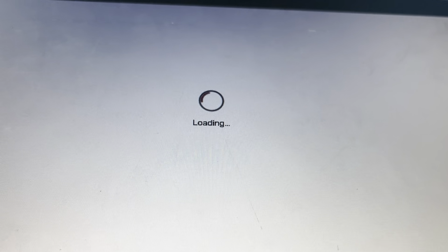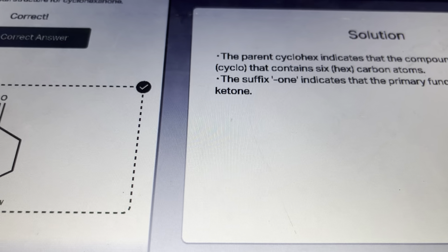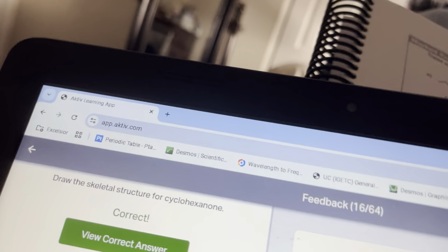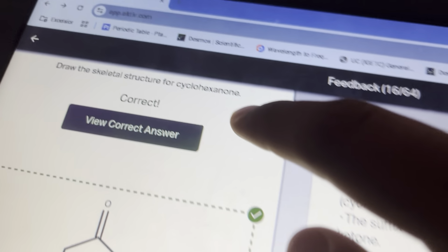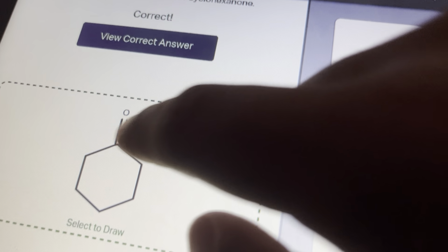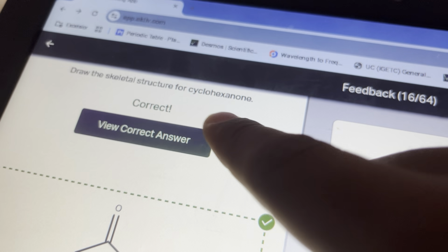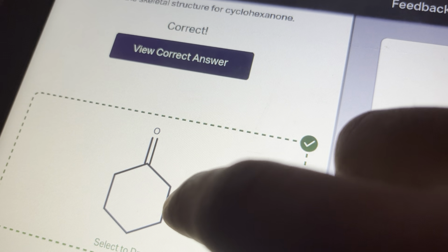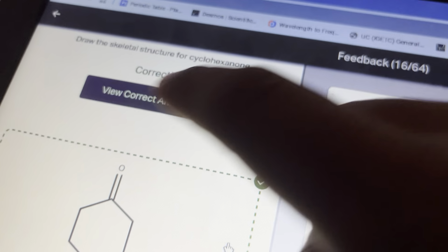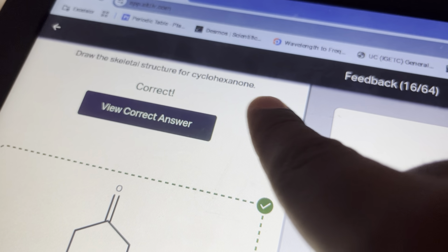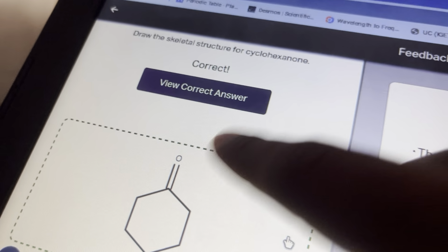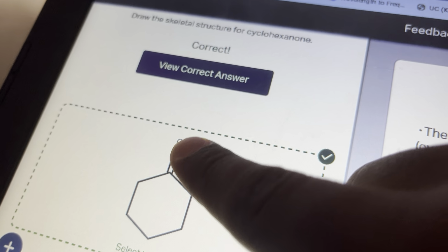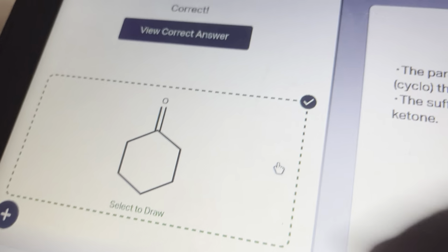Okay, last one. We have cyclohexanone. Remember, cyclo tells us it's a closed shape. Hex tells us it's a closed shape with 6 carbons. So 1, 2, 3, 4, 5, 6. And the anone tells us it's a ketone. So we just put an oxygen double bond at the first carbon of the ring like that. So that's how you draw that. That one's pretty easy. Okay.